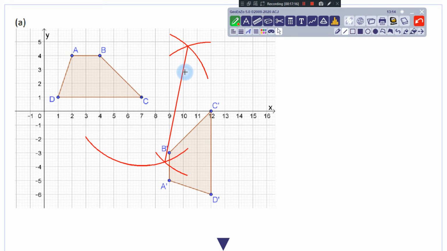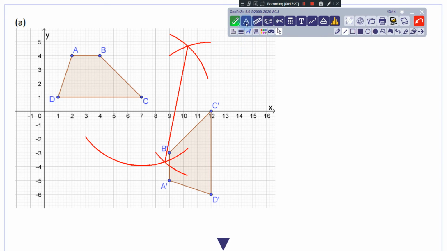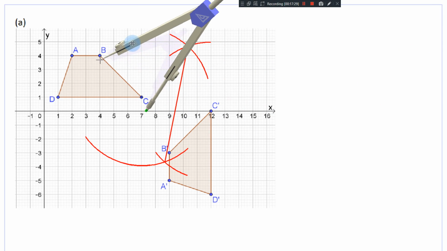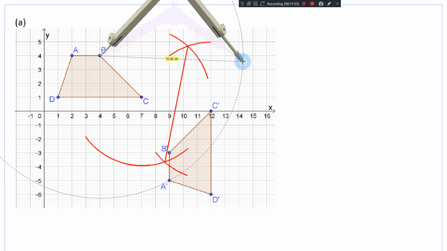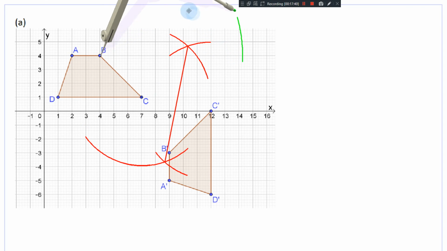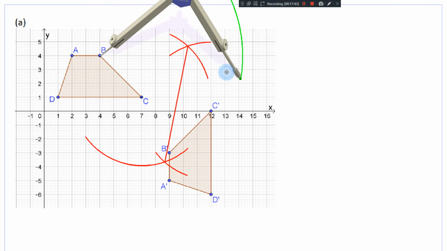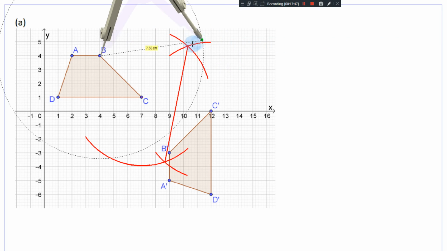So how about now I choose B and B prime. We need another perpendicular bisector, B and B prime. Okay, so B and B prime, the perpendicular bisector will be somewhere around here. Cut it. Okay, maybe too long this one. Let me try to make it a little bit shorter.